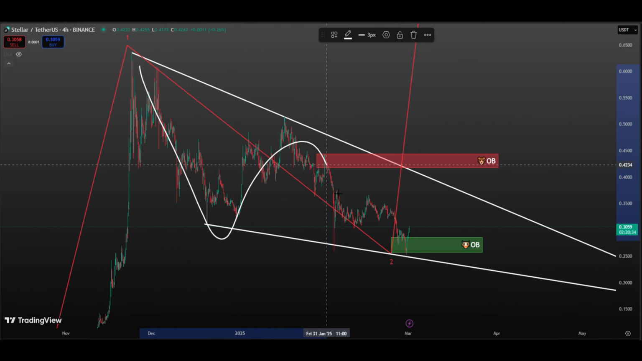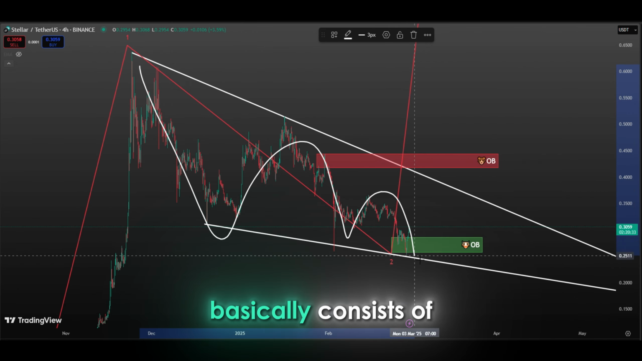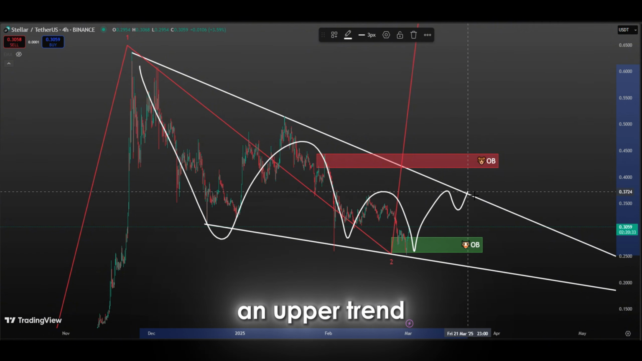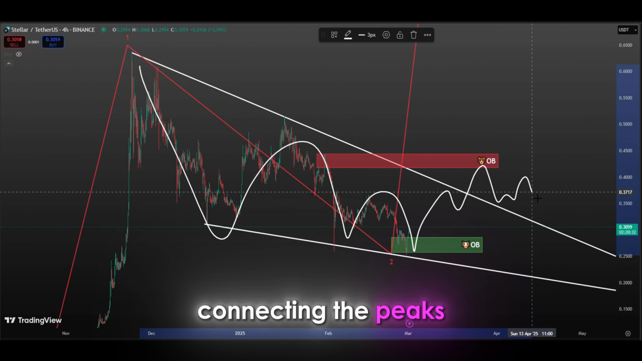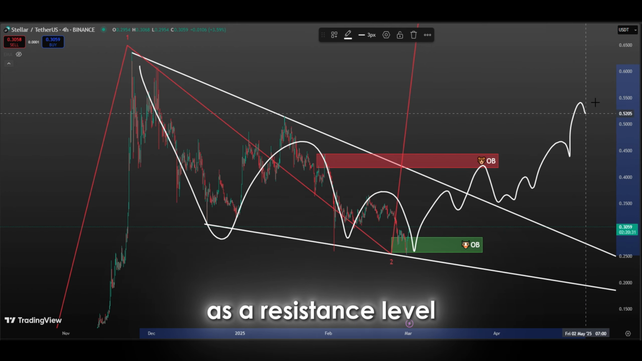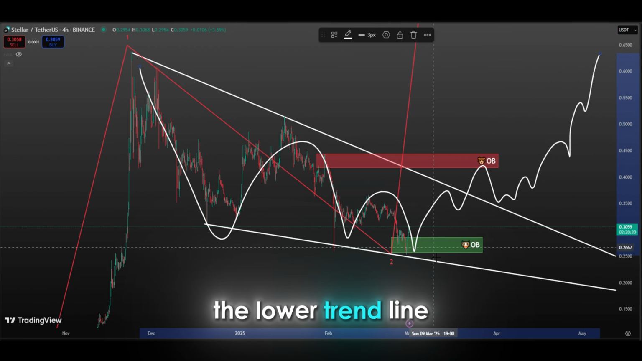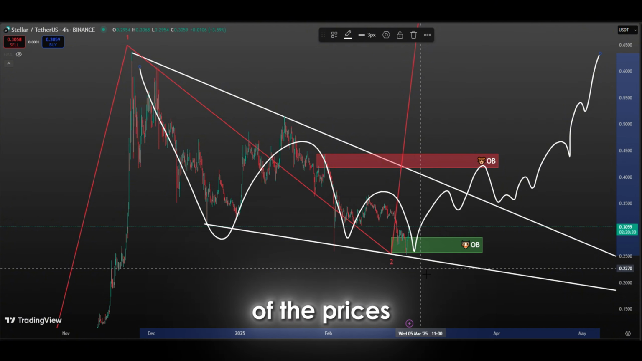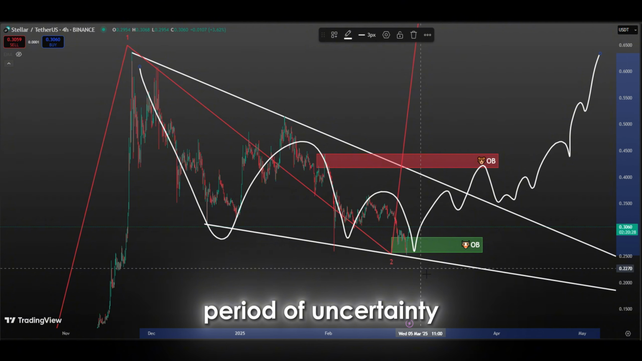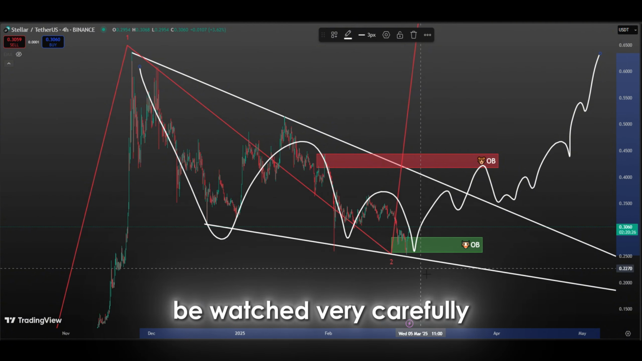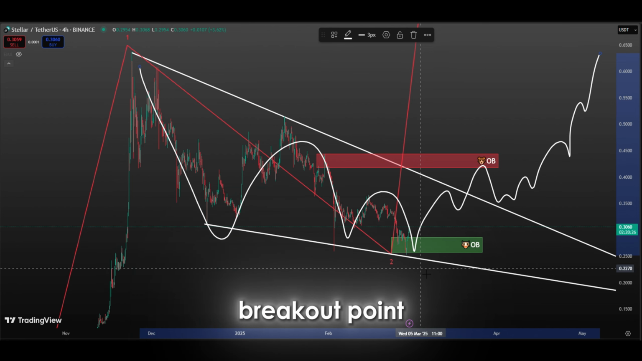The descending wedge pattern basically consists of two main trend lines, an upper trend line and a lower trend line. The upper trend line is a line connecting the peaks of the prices and often acts as a resistance level. The lower trend line is the line connecting the lows of the prices and represents the support level. These lines lead the prices to enter a narrowing triangle structure, which symbolizes a period of uncertainty when the market experiences a lot of changes in direction. This pattern should be watched very carefully when approaching a breakout point.